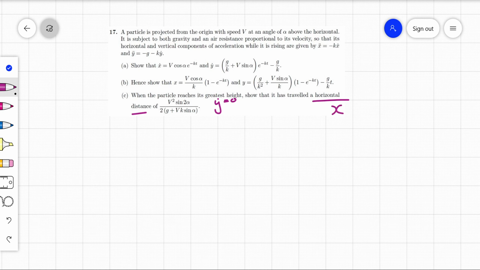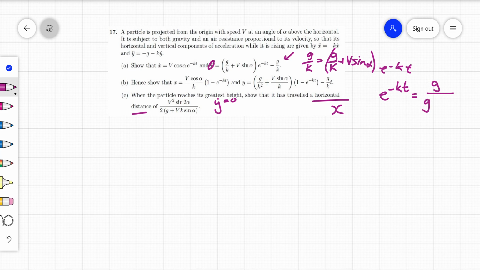So we sub it into x. So if we do that, let's look at the y dot. Where's our y dot? It's up here. So if we make y dot equal 0, you can see that g on k will be equal to g on k plus v sine alpha, e to the minus kt. So I might make e to the minus kt the subject. So we've got g on k divided by g on k plus v sine alpha.